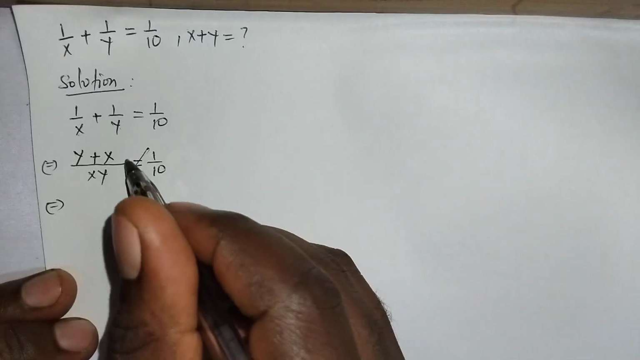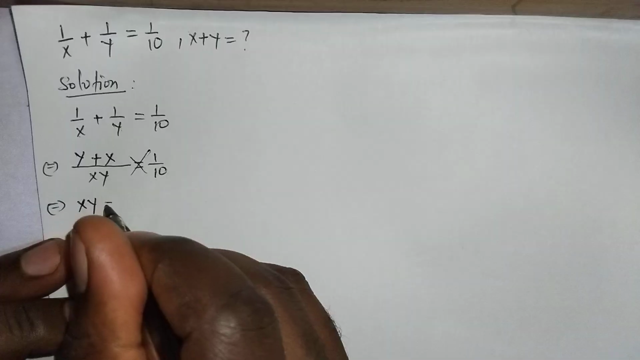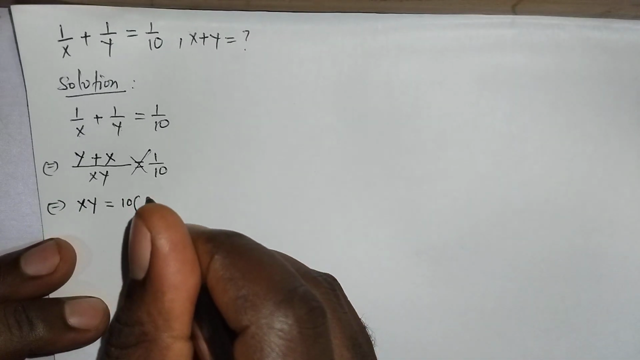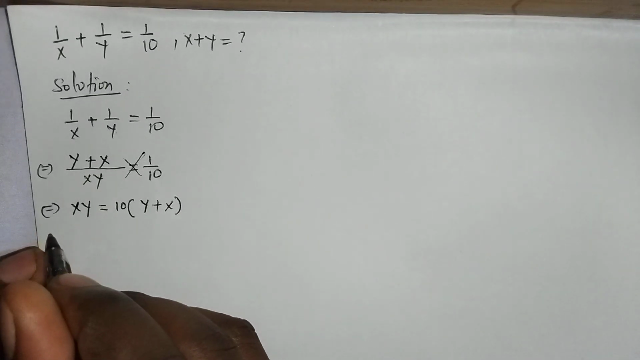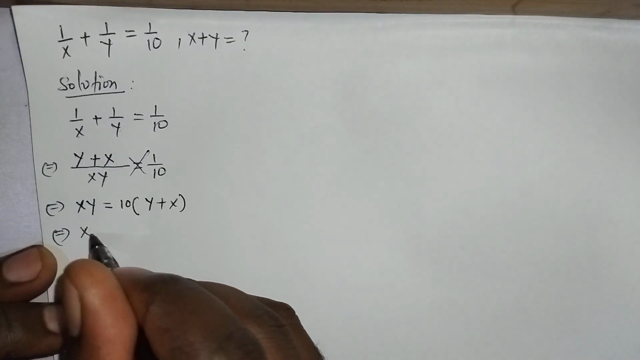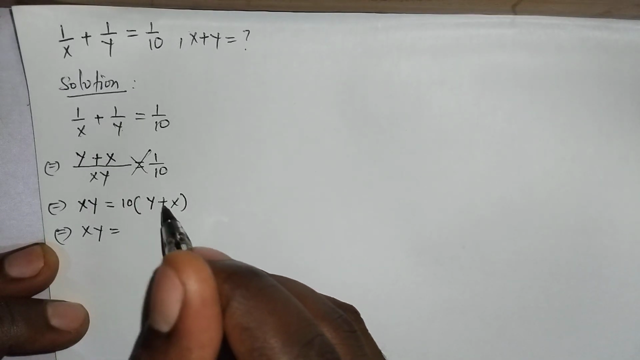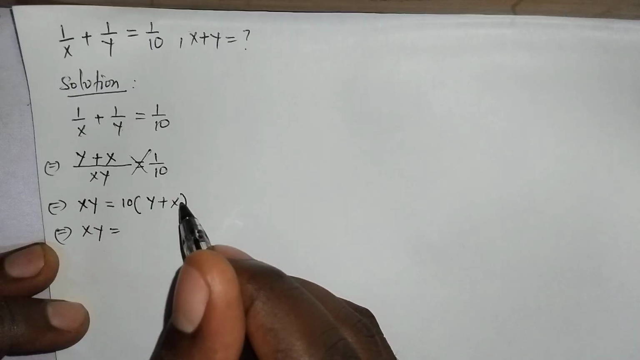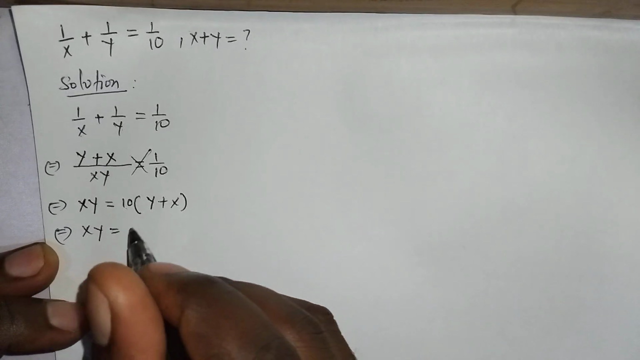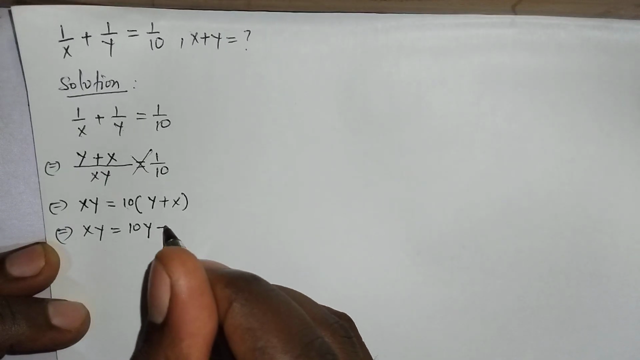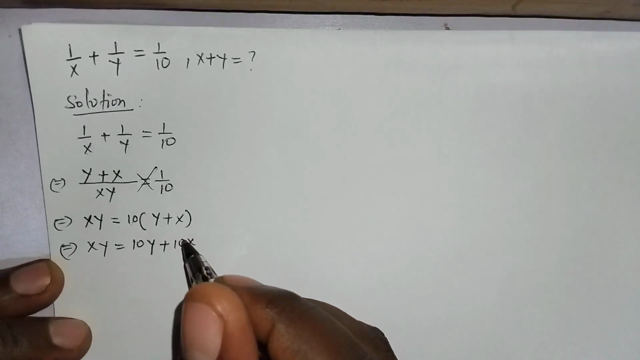Now cross multiply, we get xy is equal to 10 times y plus x. So xy is equal to, multiply 10 into y plus x. 10 times y is equal to 10y, plus 10 times x is equal to 10x.